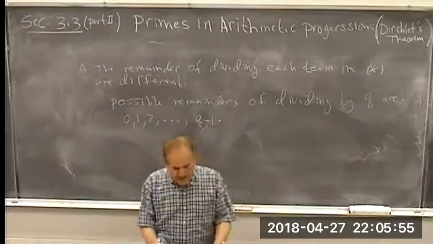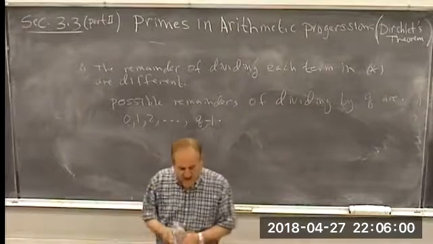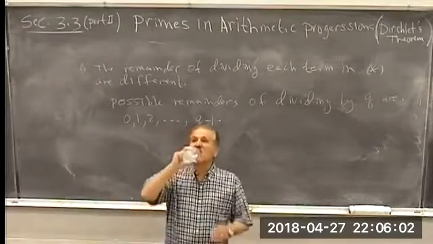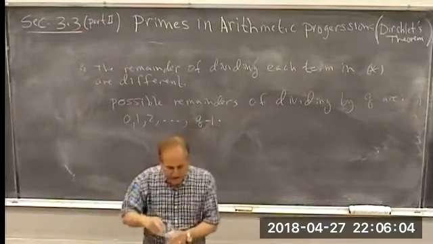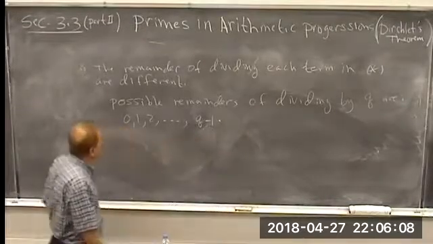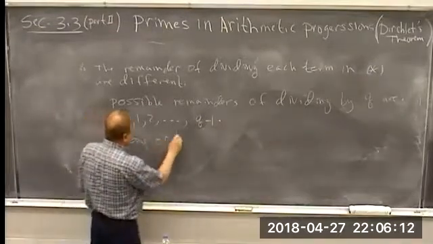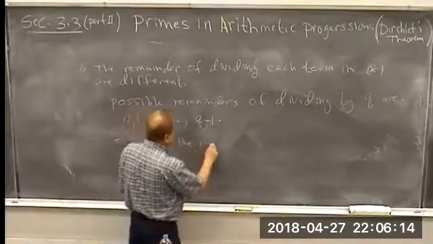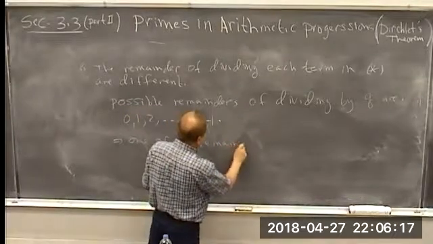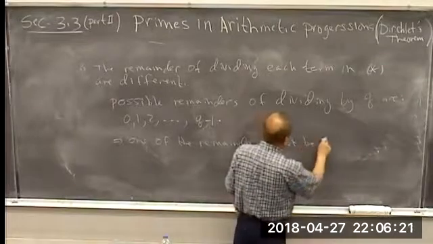Alright? Now, one of these remainders must equal 0. This implies one of the remainders must be 0.